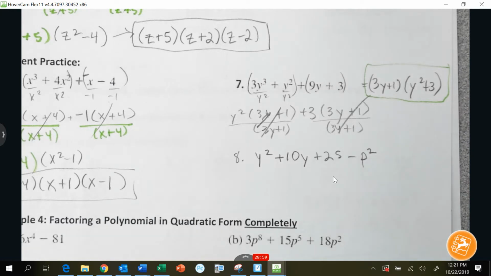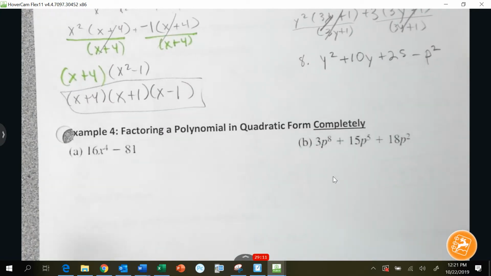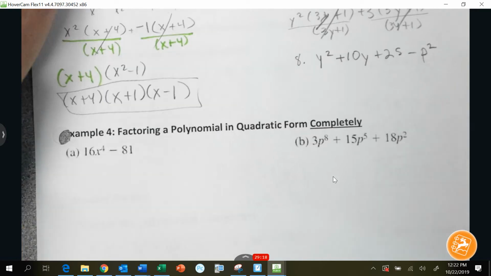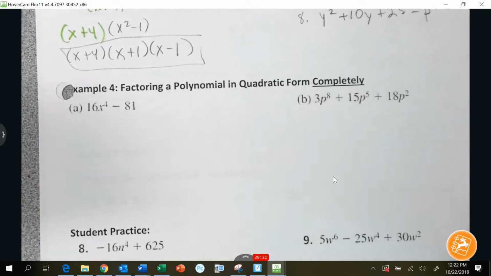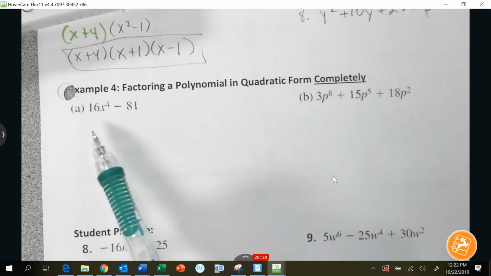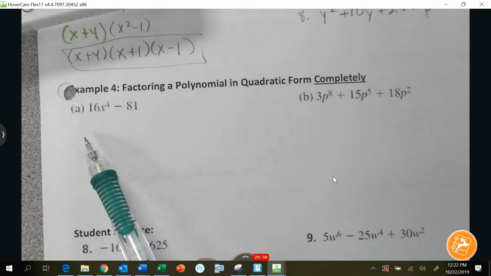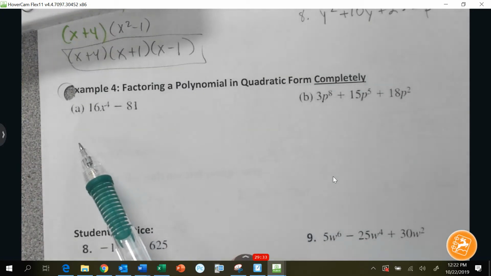Okay, the last 4 are, and if anybody tried this one, I'll come around and look at your answer if you tried the challenge. But the last 4 are factoring in quadratic form. However, you'll notice that they are not quadratic. Like this one is not quadratic. It is not squared. But it's in that form that we would do the squared with. First step, GCF. Is there a greatest common factor?